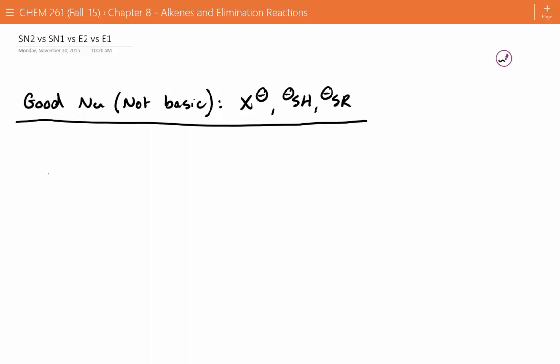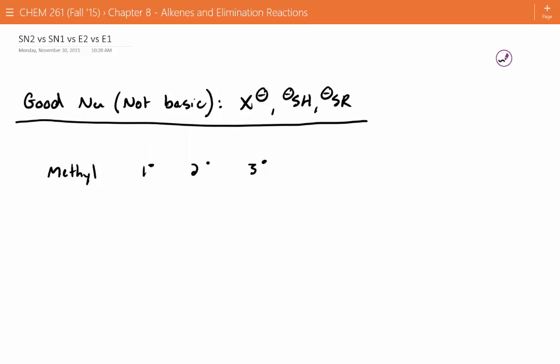And if we think about our substrates, we've got a variety of different types of substrates. We could have a methyl substrate. We could have a primary substrate. We could have a secondary substrate. Or we could have a tertiary substrate. Do you think something that's a good nucleophile that's not basic is going to do an SN1, SN2, E1, or E2?